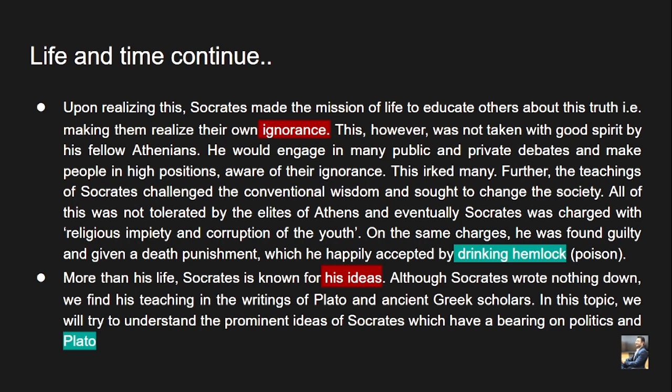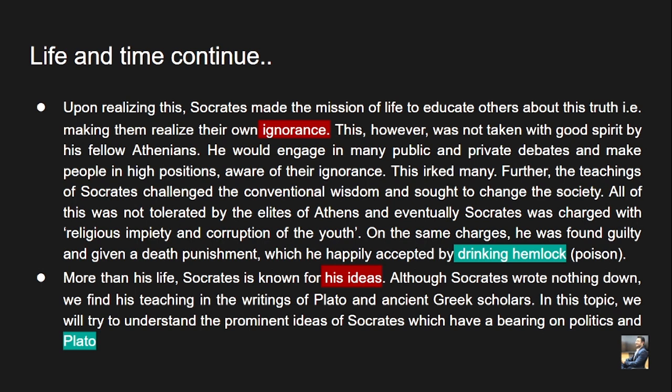Further, the teaching of Socrates challenged the conventional wisdom and sought to change society. All of this was not tolerated by the elites of Athens, and eventually Socrates was charged with religious impiety and corruption of the youth. On the same charges he was found guilty and given a death sentence, which he happily accepted by drinking hemlock. He was charged with misguiding the youths of Athens, and on such charges he was forced by the authority in Athens to drink hemlock to die.